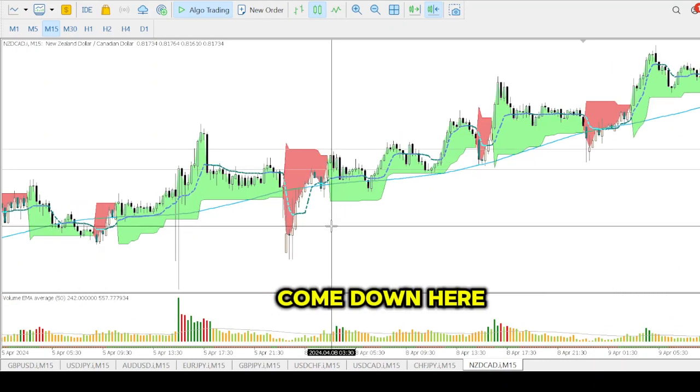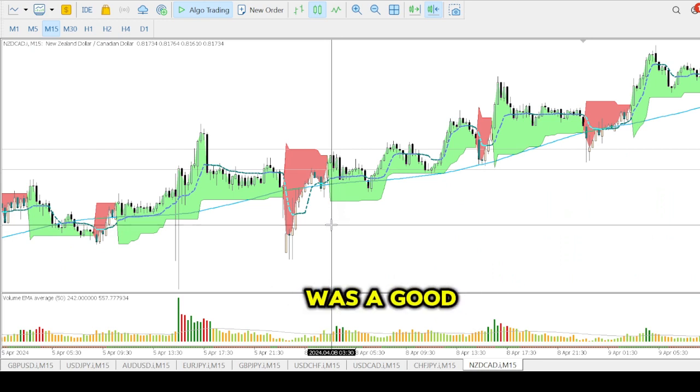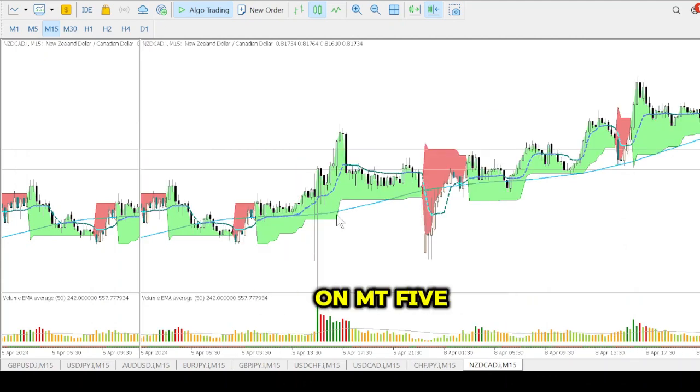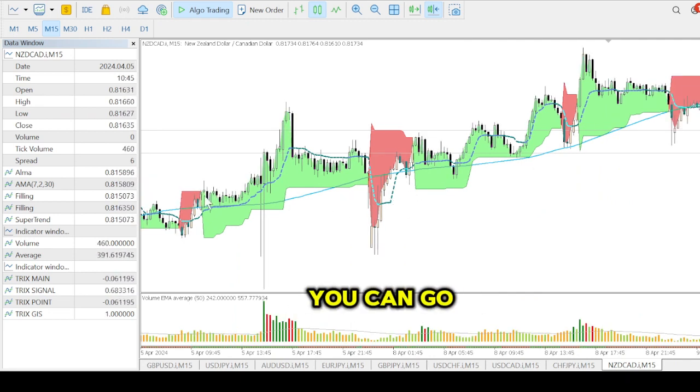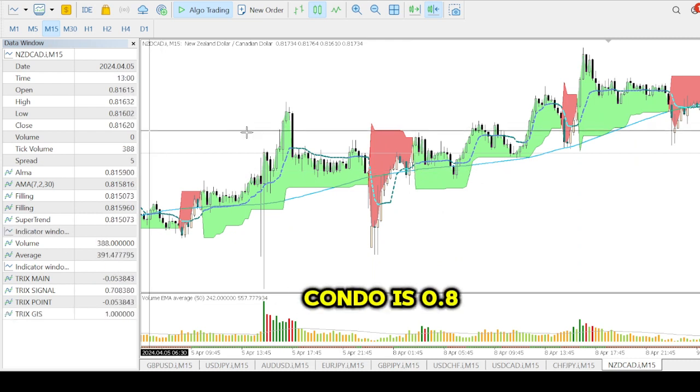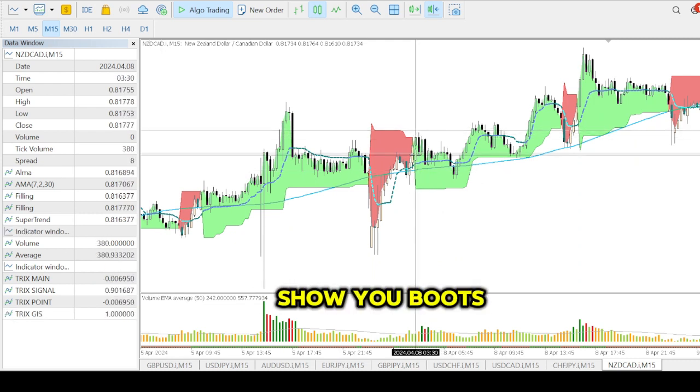I can come down here to check. Okay, you can see this one was a good trade. I guess it closed above. But if you don't know if it closed above or not, you can always check your data window by pressing Ctrl D on MT5. You can go ahead and check right here. You check the close of the candle. I can't show you both, but just look at the left hand side. The close is 0.81777.